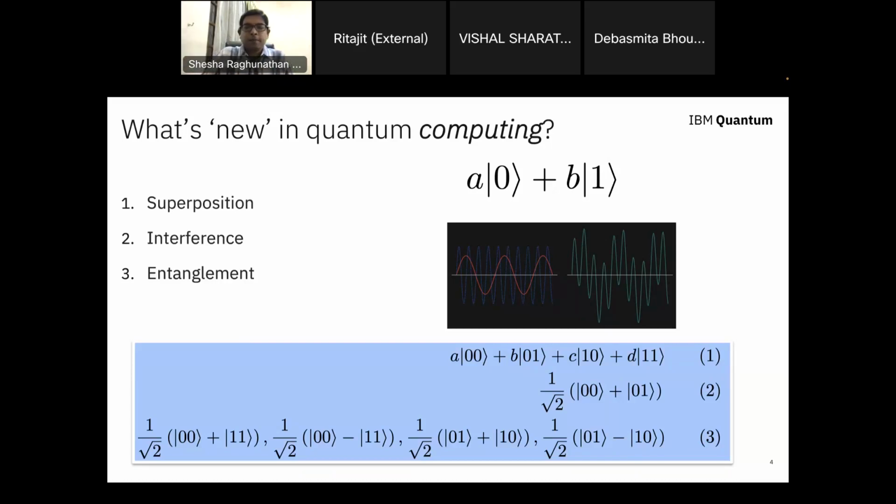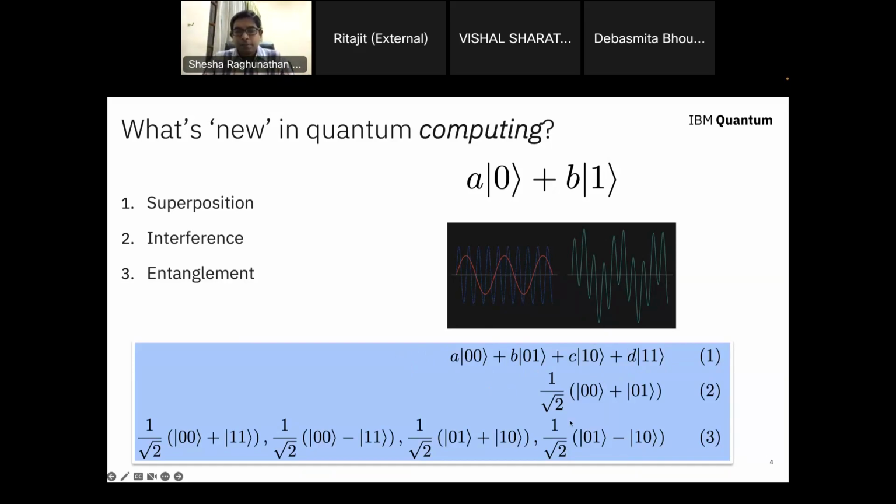So on the bottom right, what I have shown is a general two-qubit state. Entanglement requires at least two qubits, so the smallest that you could get is a two-qubit entanglement. A general state could be represented as in equation 1 here. This particular state may or may not be entangled.